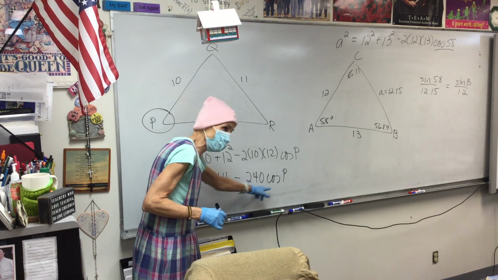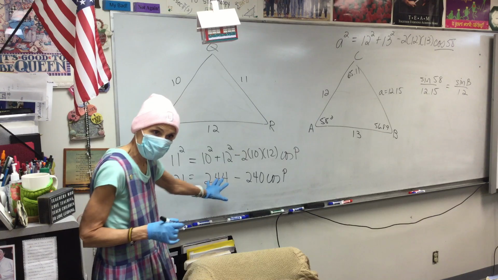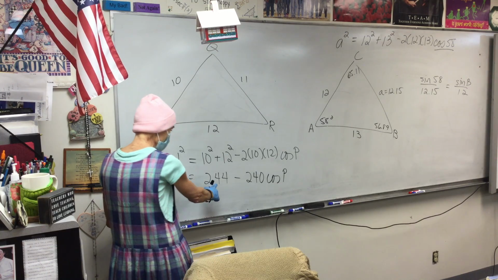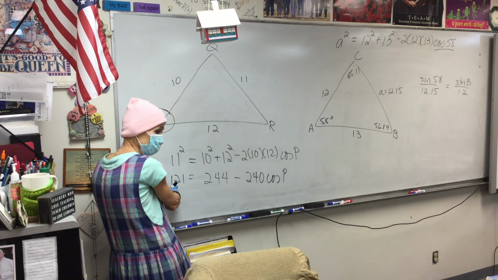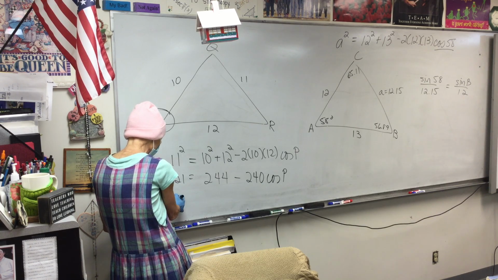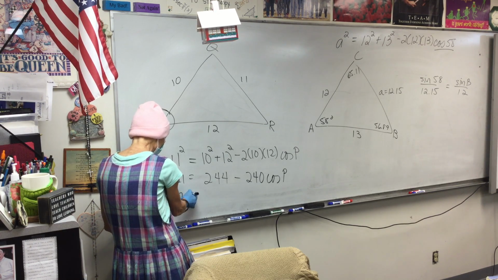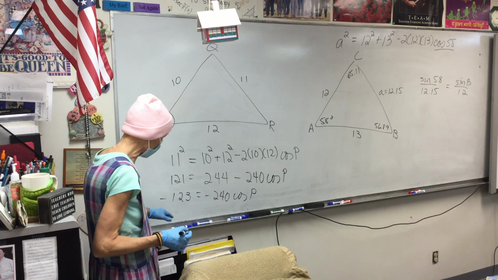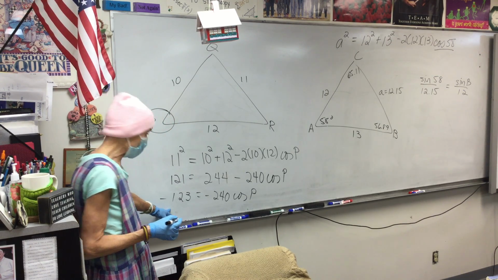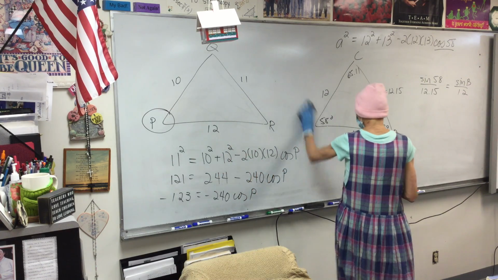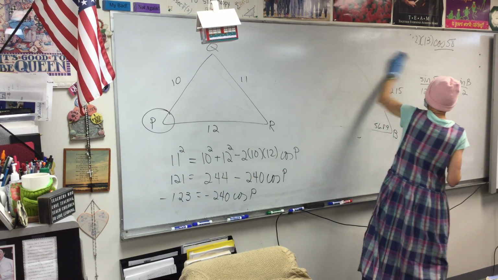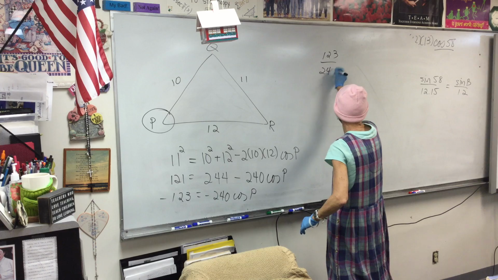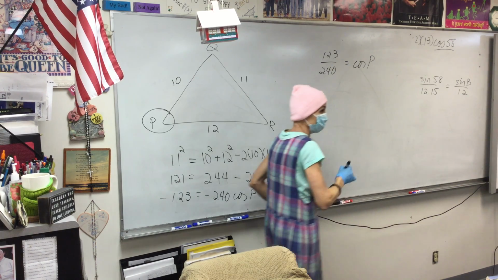Because the 240 is hooked to a cosine. Those are not combinable. So if you're going to solve, I guess your next step is going to be to move this over here. So what is that? Negative 123. I'm doing this without a calculator, so please keep me honest on my arithmetic. It's divide. And now I'll divide. So I'll have 123 over 240 equal to cosine P. Indeed.